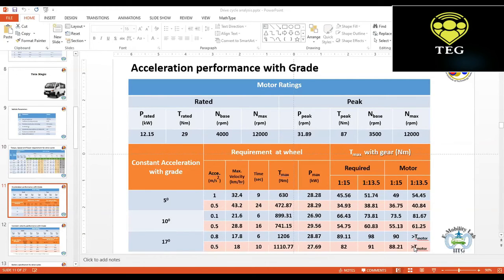So this grade climbing is also another important factor which we have to take into account when we are designing a drivetrain, and we should clearly specify that if you buy this vehicle, then this is the maximum performance that you can expect when you are climbing different grades.